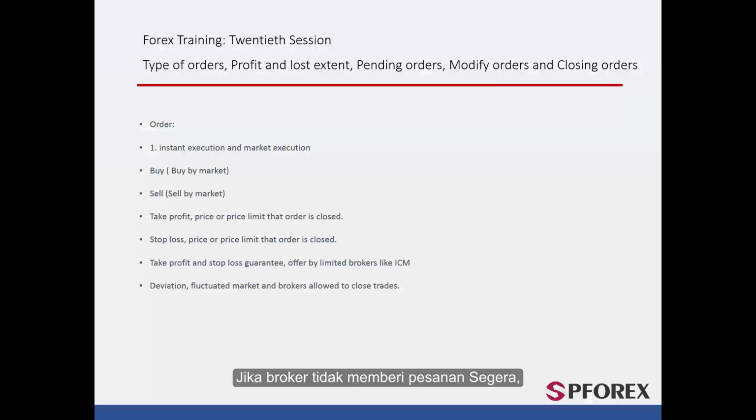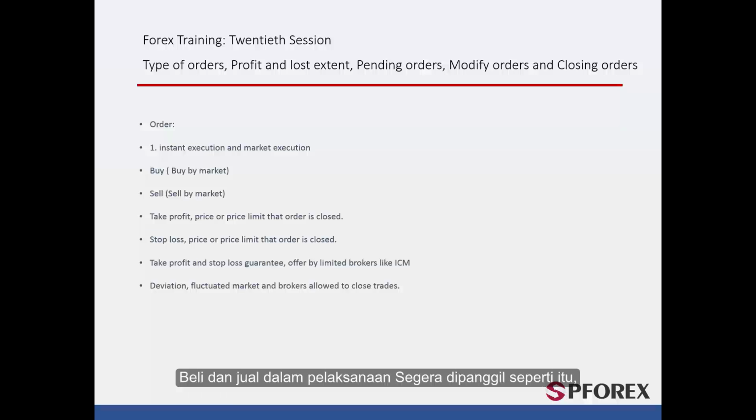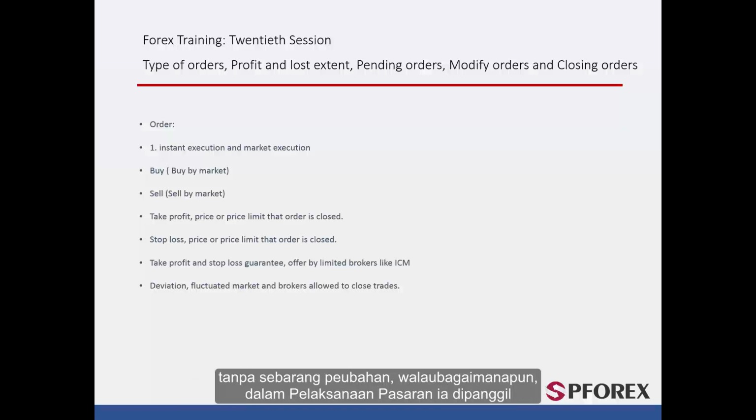If a broker does not provide instant orders, and a trader asks to open an order at an exact price, if an order cannot be placed at the favoured price, a broker has authority to open that order at a price close to that desired price. Buy and sell in instant execution is called as it is, without any change. However, in market execution it is called buy by market or sell by market.